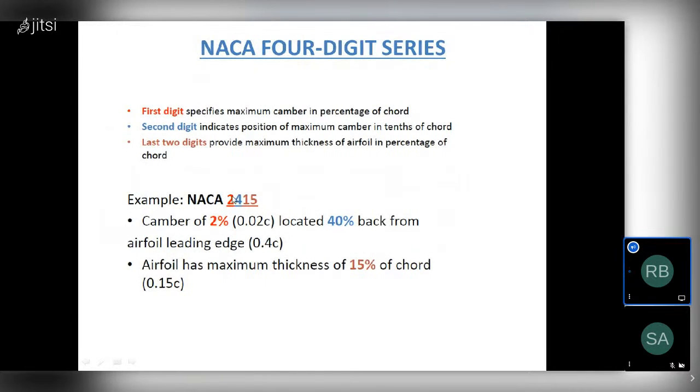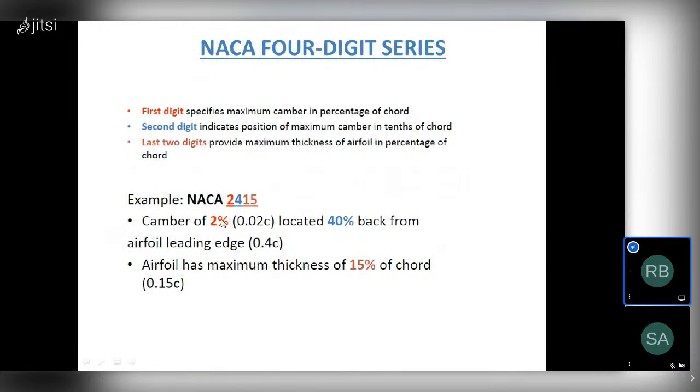So here we have first digit 2. This first digit 2 will give you an idea about the maximum camber in percentage of chord, and the second digit, that is 4. The second digit 4 indicates the position of your maximum camber in tenths of the chord, and the last two digits provide the maximum thickness of the aerofoil in percentage of chord.